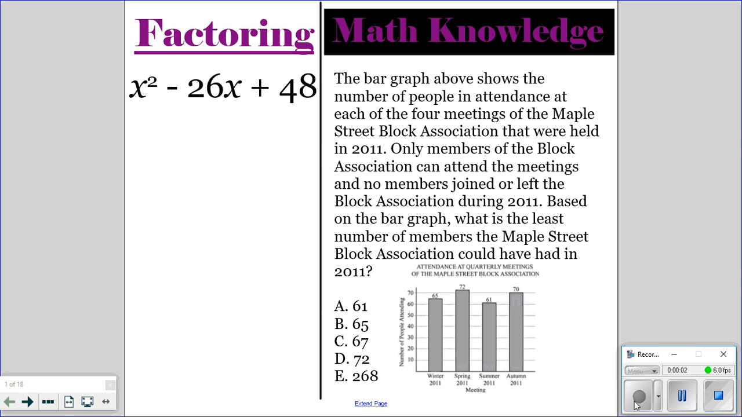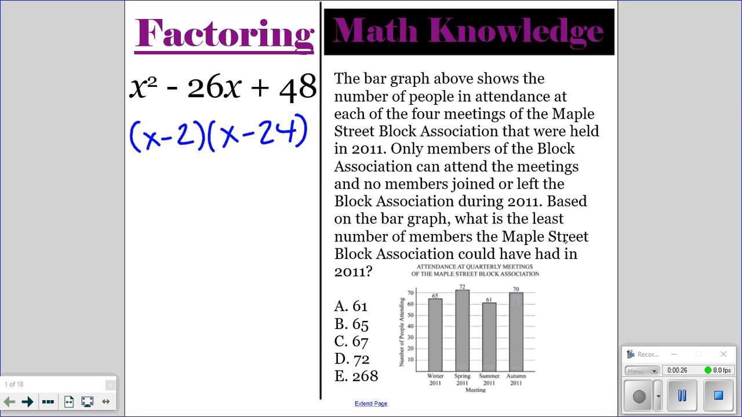All right, so y'all go ahead and do the factoring and the math knowledge question for today. Pause the video, and then once everyone is finished, y'all can unpause the video, and we can go over the correct answers. For the factoring, you're going to have x minus 2 times x minus 24, and that's going to be your answer.